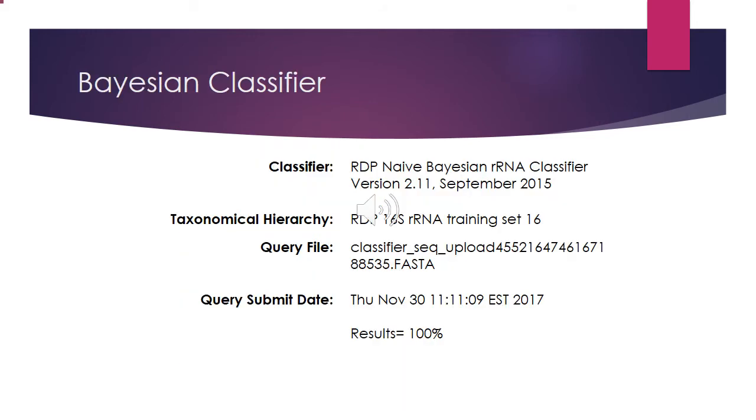And this slide is just the Bayesian classifier. That's when I put the DNA sequence match into that classifier, and then it gave me the result, which was 100%. So that's basically a brief description of that.